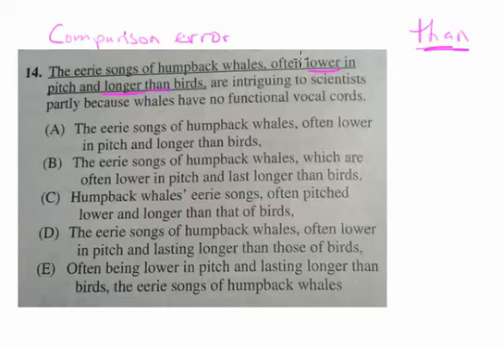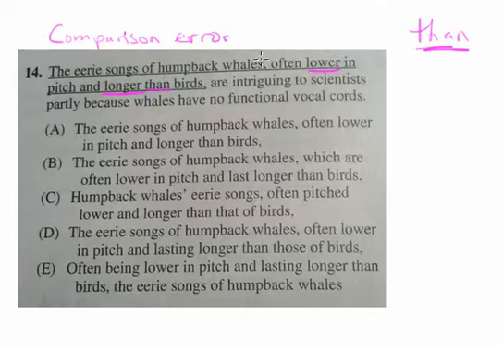So let's read this sentence. The airy songs of humpback whales, often lower in pitch and longer than birds, are intriguing to scientists partly because whales have no functional vocal cords. Alright, well, let's think about the comparison being presented to us here.